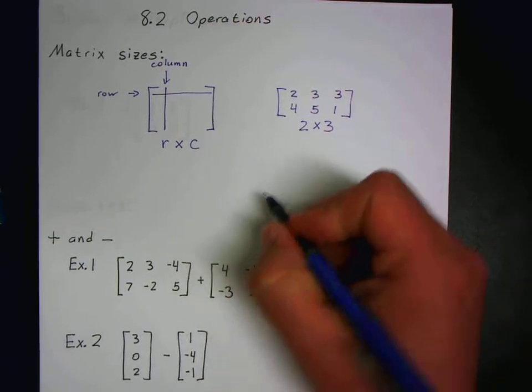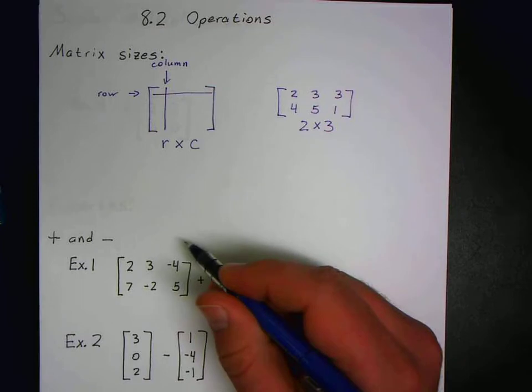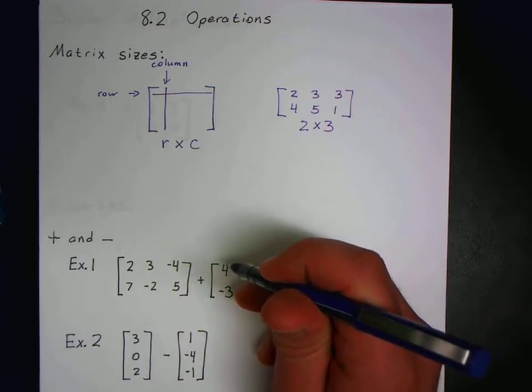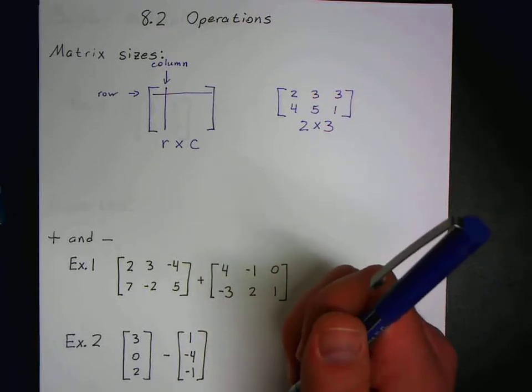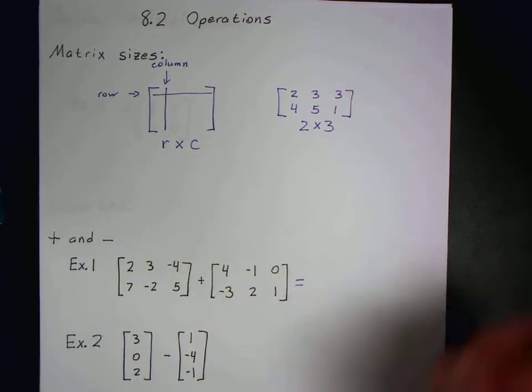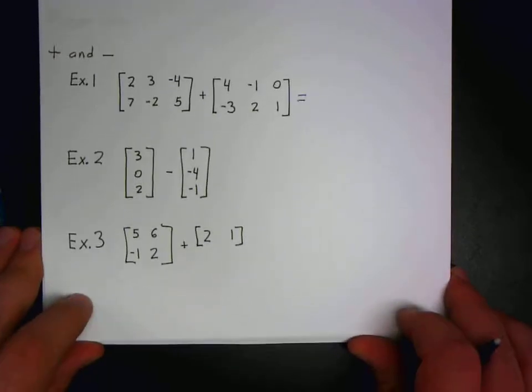Okay, so whenever we start with addition and subtraction, in order to add and subtract, matrices have to be the same size. So if they're not the same size, you cannot add or subtract them. So adding and subtracting is very straightforward and very easy. You just take things in the exact same location and you add them together.